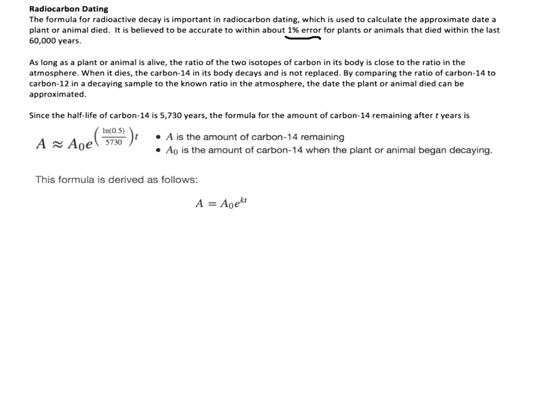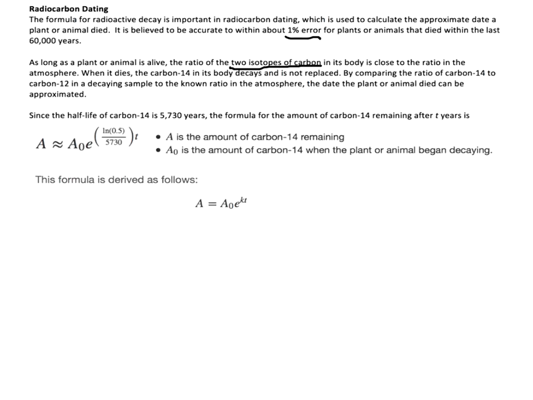All right, so as long as a plant or animal is alive, the ratio of two isotopes of carbon in its body is close to the ratio in the atmosphere. When it dies, though, the carbon-14 in its body decays and it's not replaced. So by comparing the ratio of carbon-14 to carbon-12, which is what's in the atmosphere, in a decaying sample, to the known ratio in the atmosphere, the date the plant or animal died can be approximated.